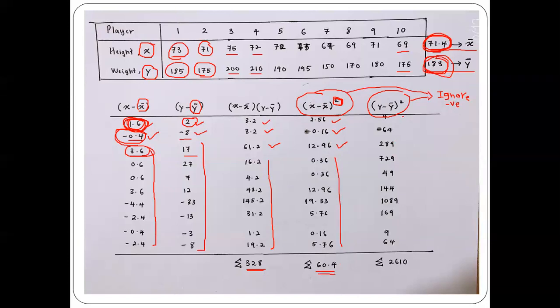And the last part, you must also get the value of y minus y bar squared. So y minus y bar, for example, 2, and then you square, you will get 4. And then negative 8 squared, you will get negative 64, or when you ignore the negative, it should be 64. And then you continue for the rest of the values of y minus y bar squared, and you total up, you will get 2610.